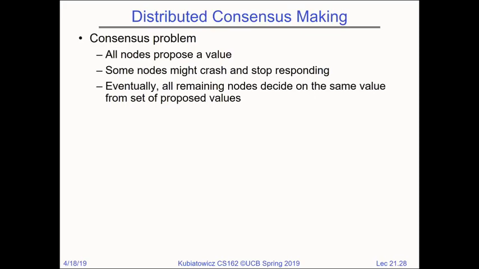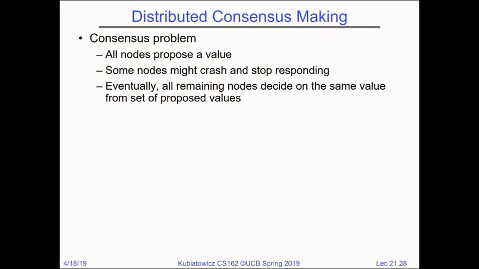So distributed consensus making is such an interesting topic that many papers have been written over the last 30 years about different ways for nodes that are spread across the network to come to a consensus. I wanted to make sure that we had an idea what it meant. So the consensus problem says all nodes propose a value. Some nodes might crash and stop responding, but eventually all the remaining nodes decide on the same value from a set of proposed values. So, everybody comes up with, I don't know, how many pizzas they want tonight, and eventually you all agree to get 2, all right?